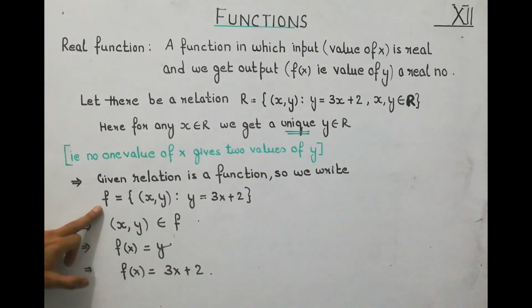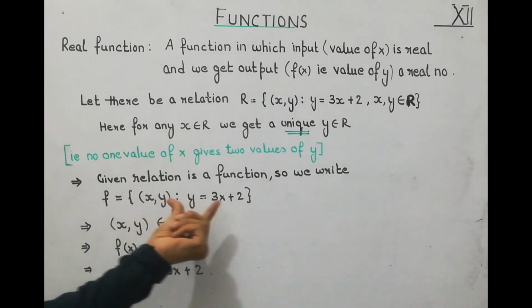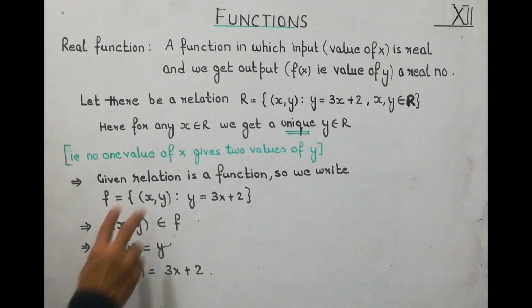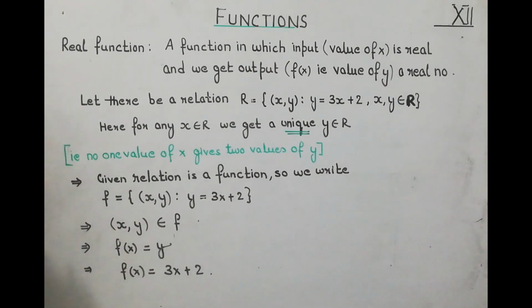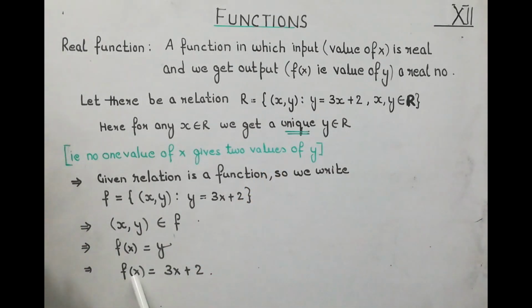So we will write it like this: f is equal to the set of ordered pairs, and this is the relation between the elements. So instead of our relation, now we are going to write it as a function. So we can say this ordered pair belongs to the function, and we know that y is written as f(x), the image is always written as f(x) or the y. So here y will be replaced by f(x). So f(x) is equal to 3x plus 2. So this will be the function.